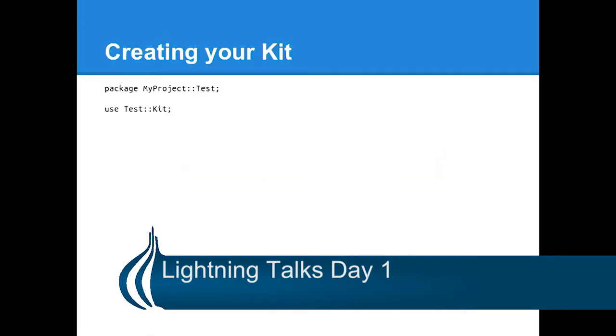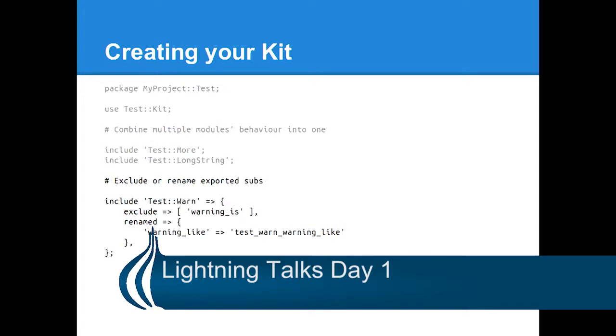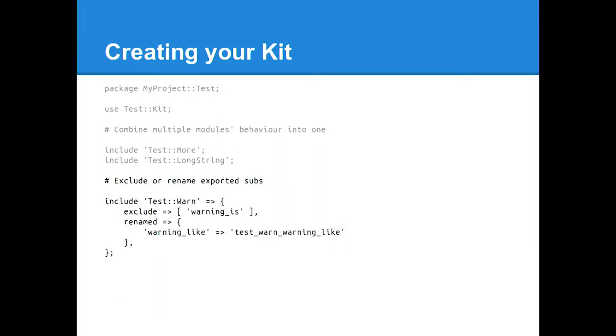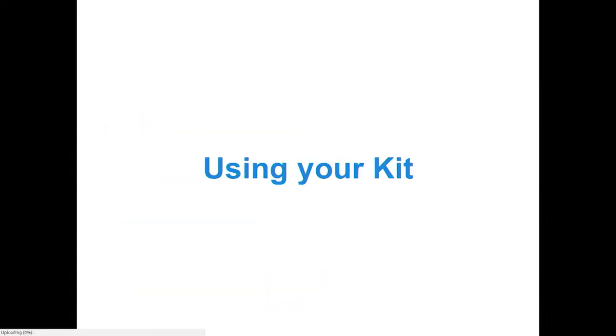So I'm going to very quickly run through how you create your kit and how you use it. So you create a package and you say use TestKit, and then you use include to include test modules or other modules wholesale. You can do more complicated things, excluding or renaming of subroutines that you're including in your kit. And you don't have to include things that are from test modules. You can include things out of Test::Util or Data::Dumper or that sort of thing if you'd like. Put it all together, there you go.